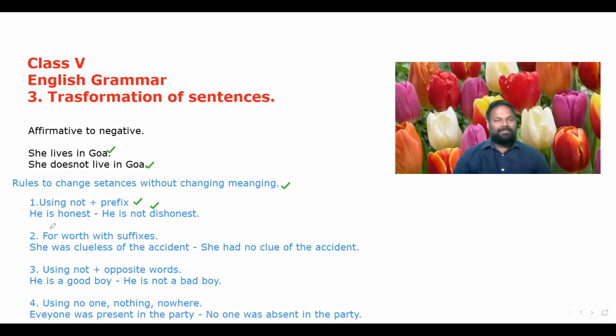Okay, so he is honest. You have to add not and the opposite word of the word given there. Then it becomes a negative sentence. But since there are two negative words like not and dishonest, it turns out to be positive, and it gives you the positive meaning, not a negative meaning. Okay.